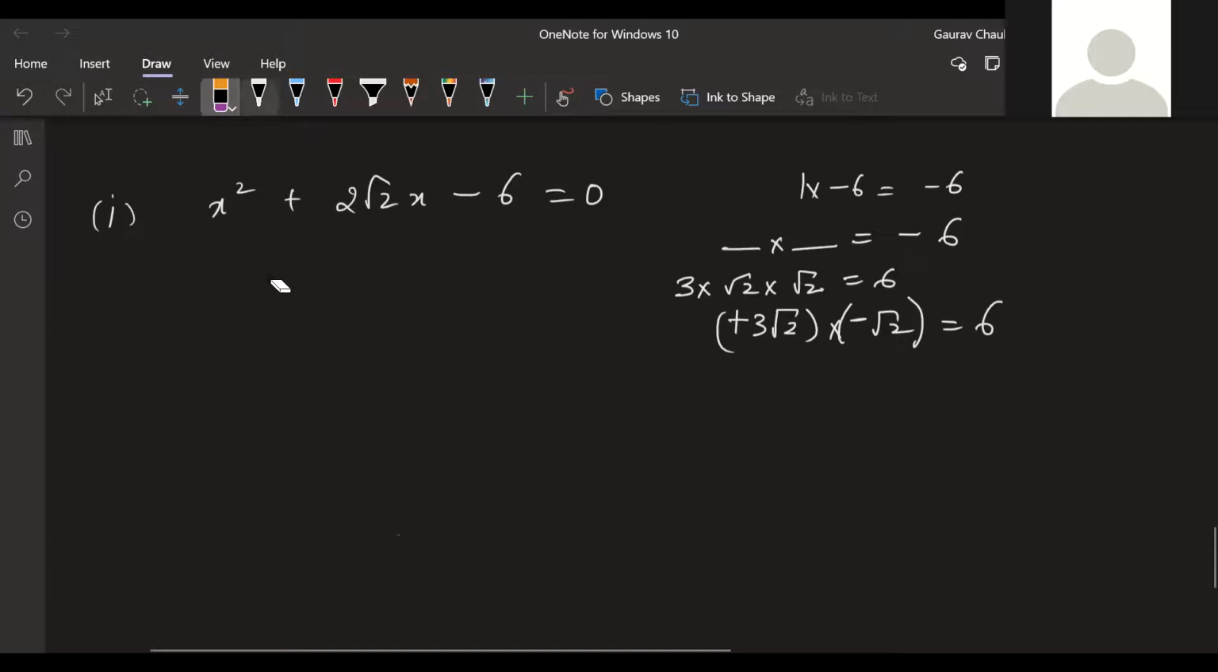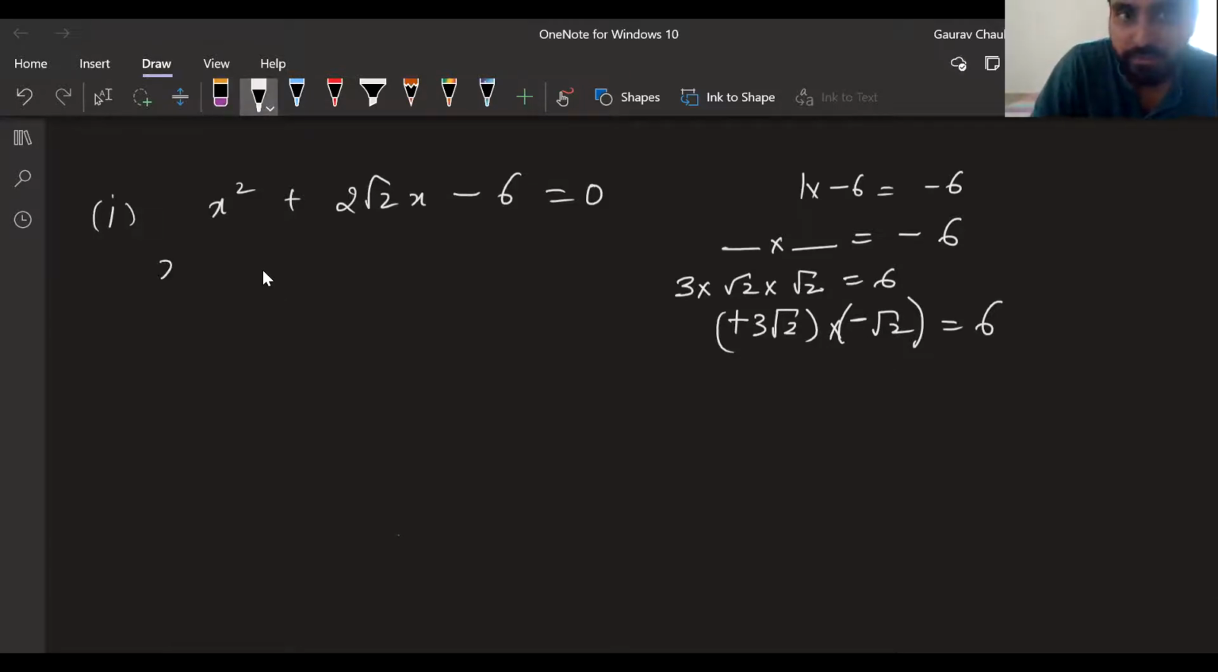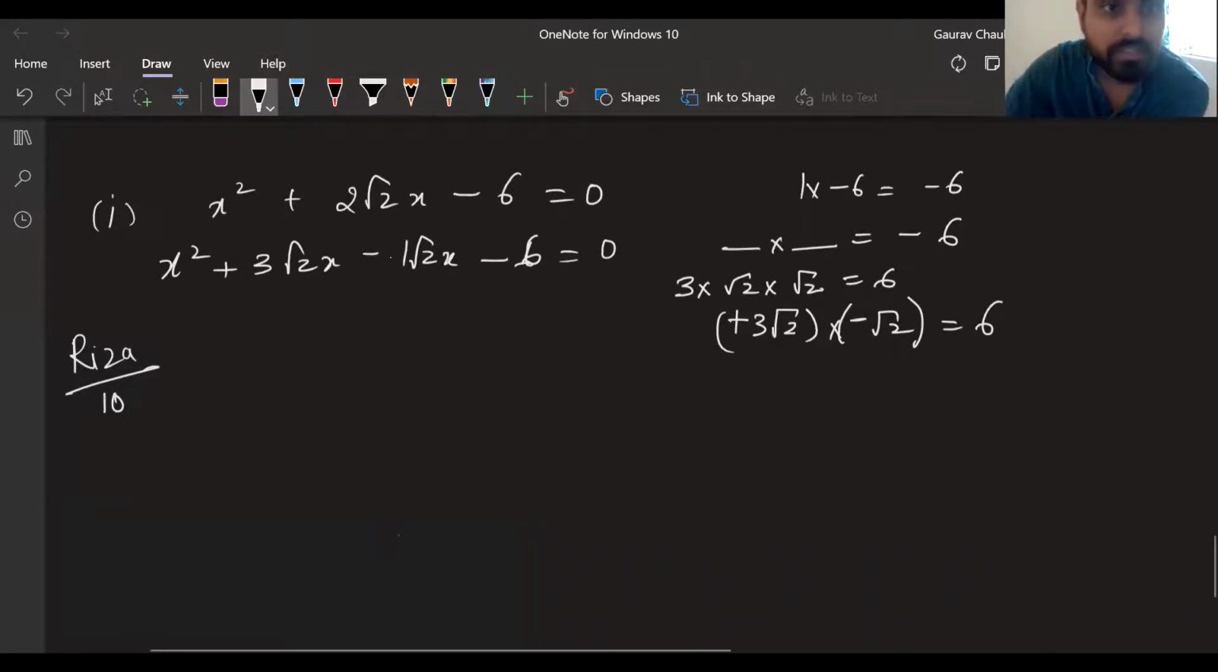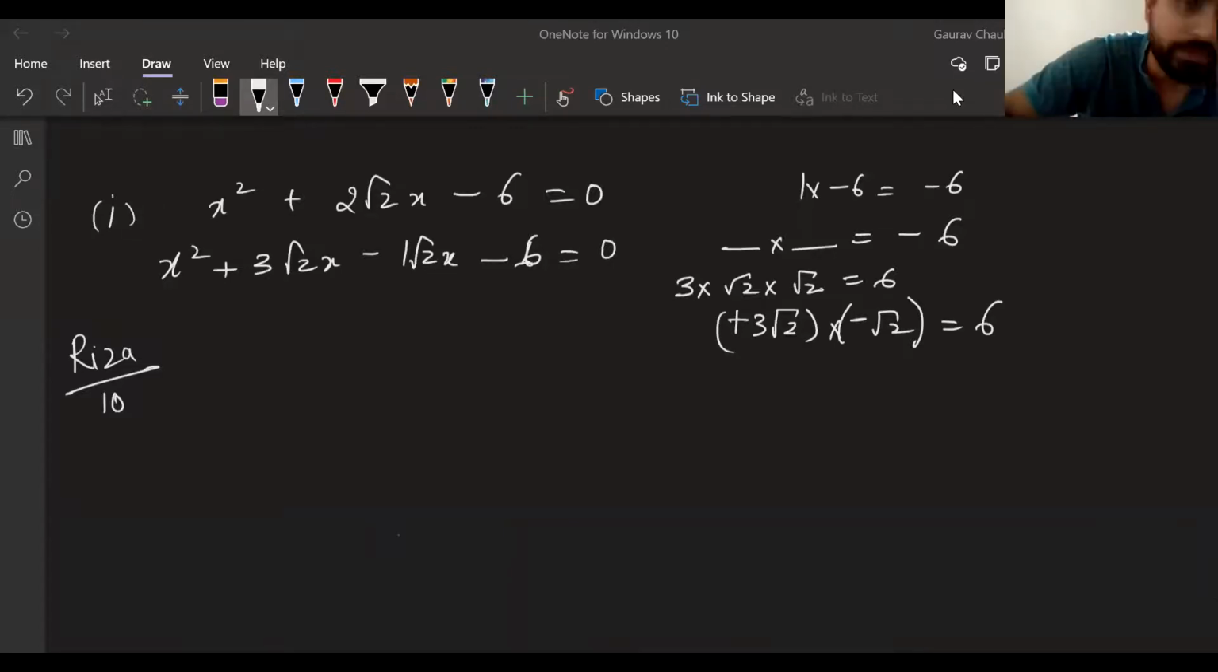Okay, Manisha, how are you feeling about all this, guys? Everyone who asked this question. So it becomes x square plus 3 root 2x minus 1 root 2x minus 6 is equal to 0. Okay, that's our splitting. You can do the thing from here, I think, right? Yes, and for this I will give Riza 5 points. Actually, she deserves 10 points here. Good job. Yes, Manisha, mind-blowing thinking. Very good, Riza. Well done.